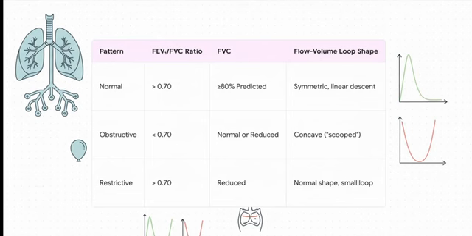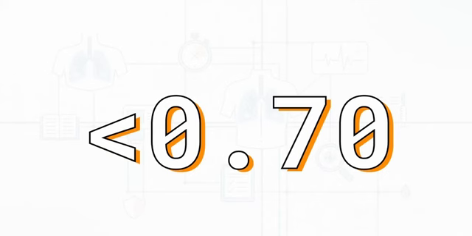This table really breaks down the patterns we're looking for. Now, the diagnostic pivot point here is the FEV1/FVC ratio. If that ratio is below 0.70, you've confirmed an obstructive defect. You'll often see that visually as a classic concave or scooped shape on the flow volume loop. On the other hand, a restrictive pattern shows a proportional drop in both FEV1 and FVC. This gives you a normal or even high ratio, and a flow volume loop that looks normal in shape but is just smaller.